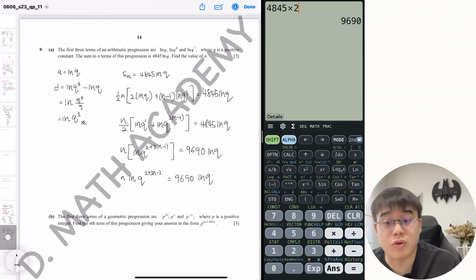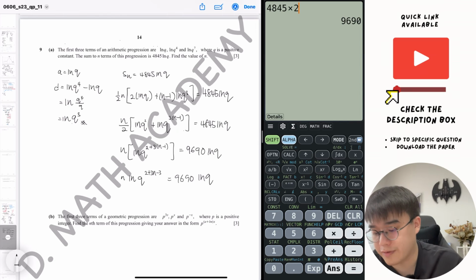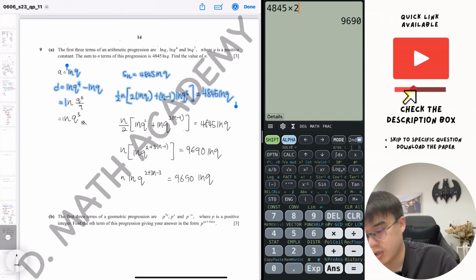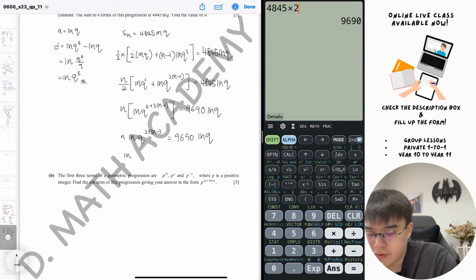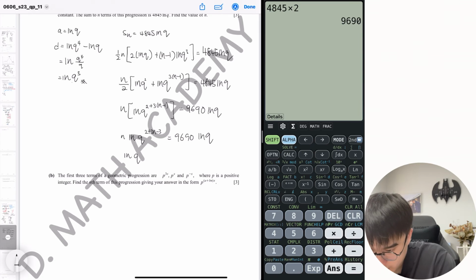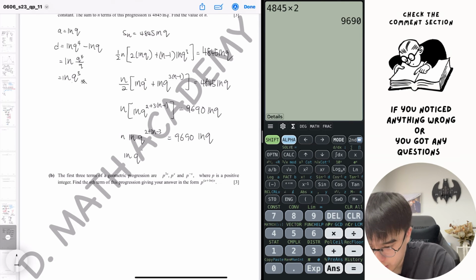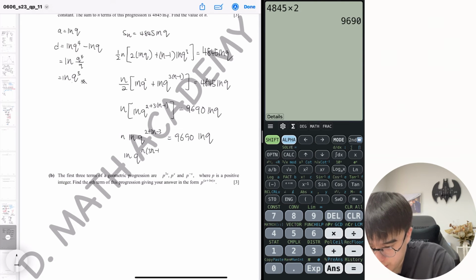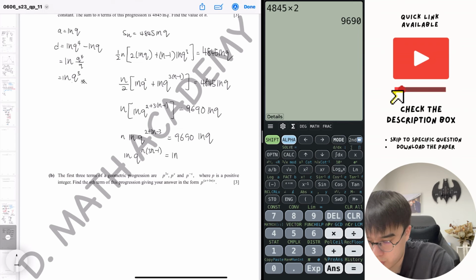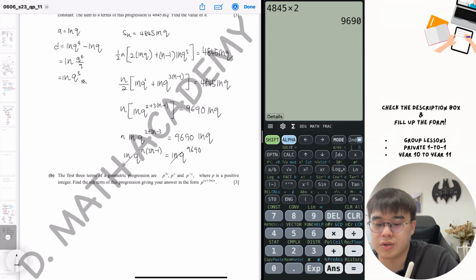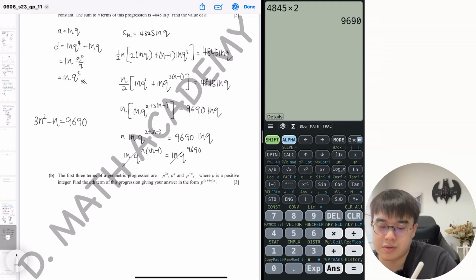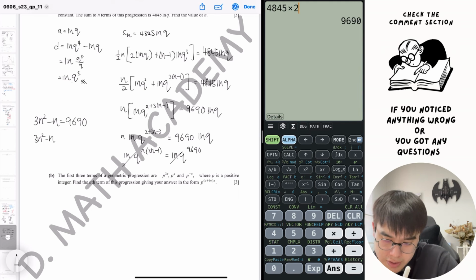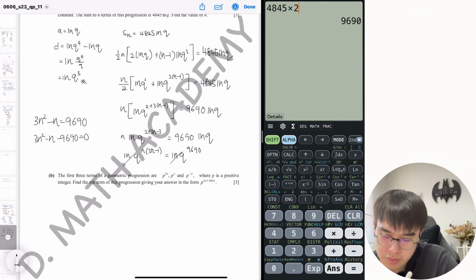Okay, I think we're very close to the answer already. I can find the value of n, almost. Okay, with this information, I will now transfer the n up so that I can get n times 3n minus 1 equals to 9690 ln q, and ln q is gone. You got 3n squared minus n equals to 9690. 3n squared minus n minus 9690 equals to 0.